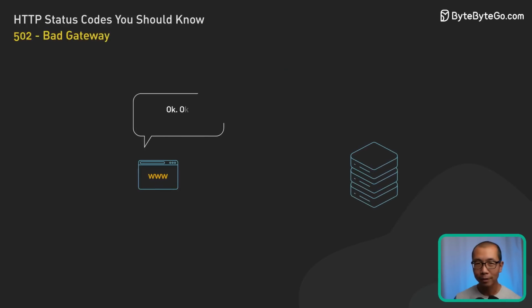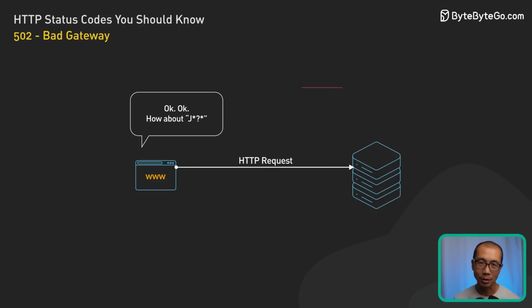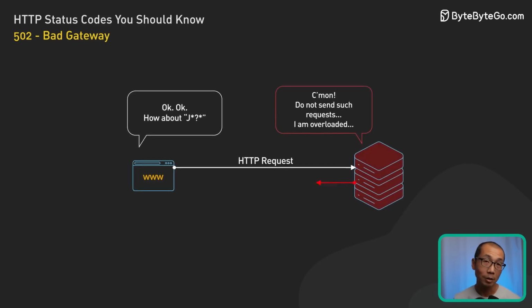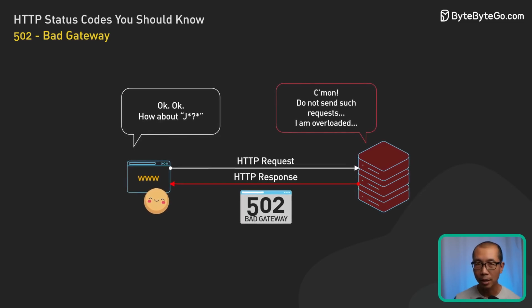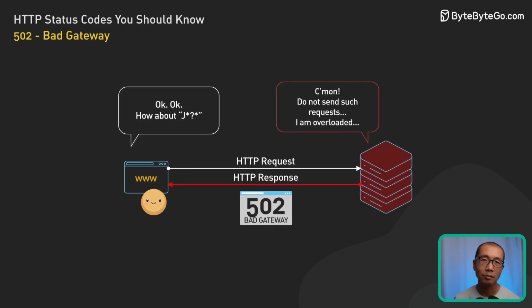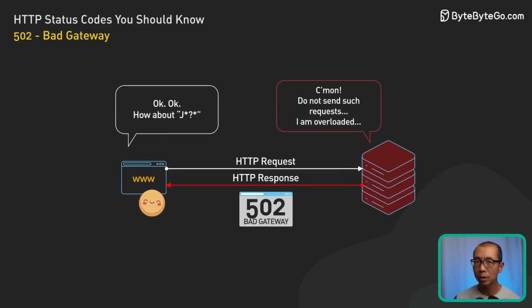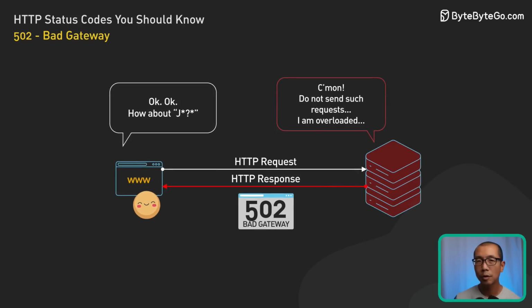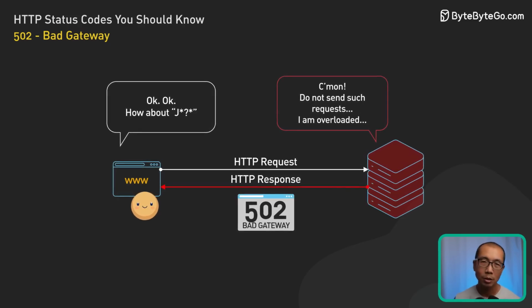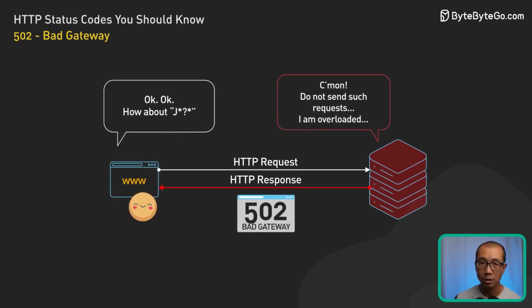502 Bad Gateway hints at issues between servers, like a proxy failing to get a response. Imagine you're using Nginx as a reverse proxy, and you can't get a valid response from the application server. It would then respond with a 502. This could be due to server overloads, network glitches, or just misconfigurations.